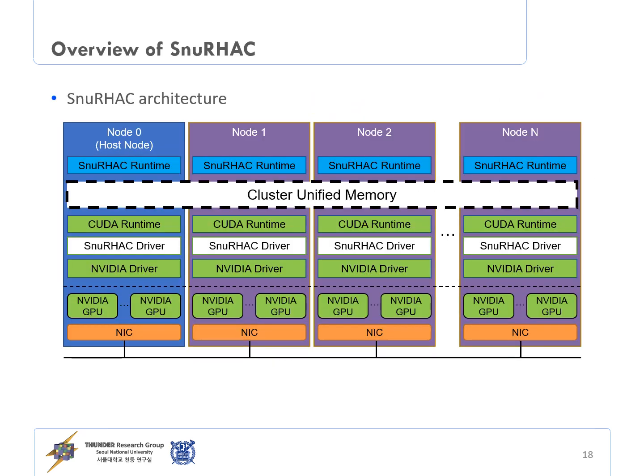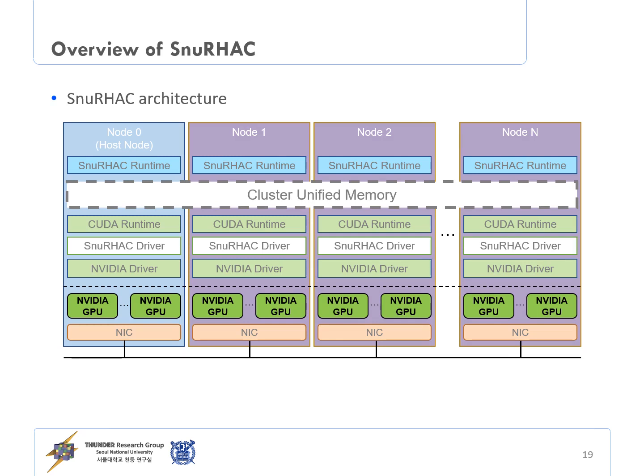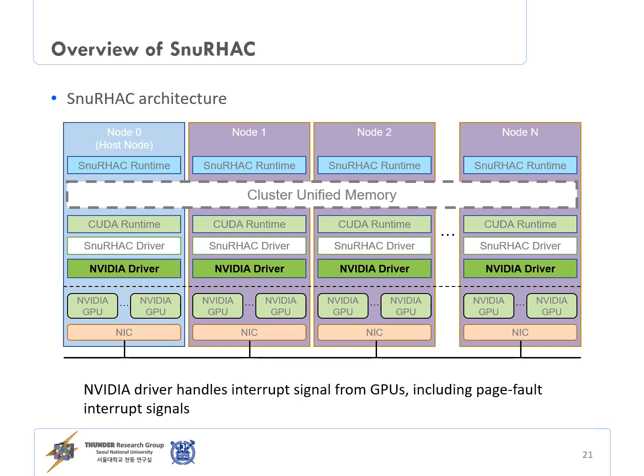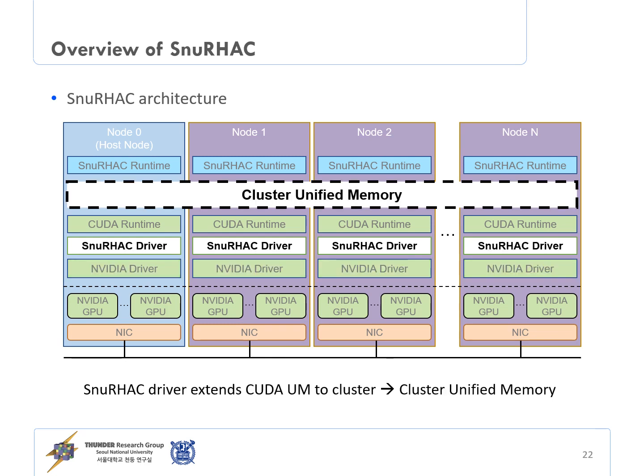Let's look at the overview of the whole component. SnuRHAC targets a cluster where each node is equipped with multiple NVIDIA GPUs. Also, each node is connected with a network that supports remote direct memory access, which is called RDMA. The operating system kernel has the NVIDIA driver and the SnuRHAC driver. The NVIDIA driver allows CUDA runtime to control GPUs. It also handles various interrupt signals from GPUs, including page fault interrupt signals. The SnuRHAC driver extends unified memory to the cluster by hooking the NVIDIA driver's page fault handler. It is installed in every node and communicates with each other through RDMA.